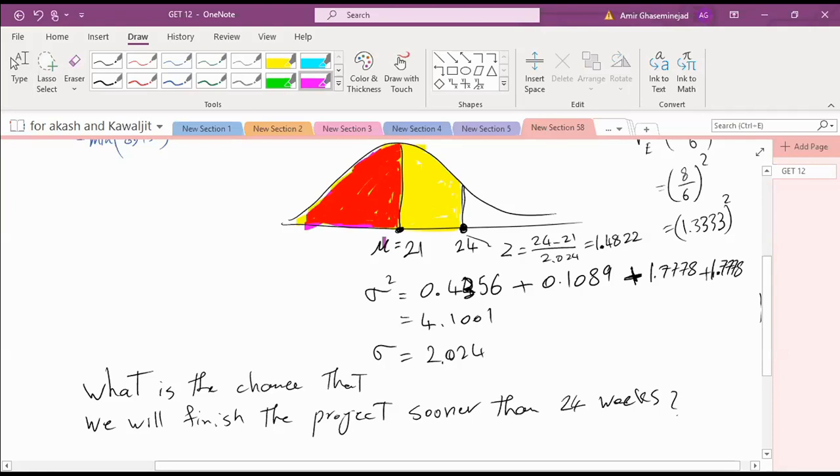So the chance that we will finish the project right at 21 is 50%, but there is also a chance that the project will finish sooner or later than 21. If the expected completion time is 21, then there is a great chance that we will finish the project in 24 weeks. And the 24 is at 1.48 standard deviations above the mean. So Z is 1.48. Tell me, what is the yellow area?